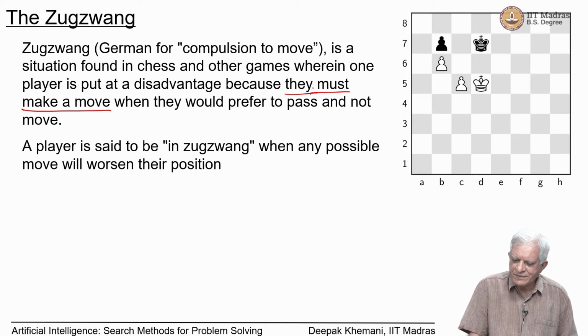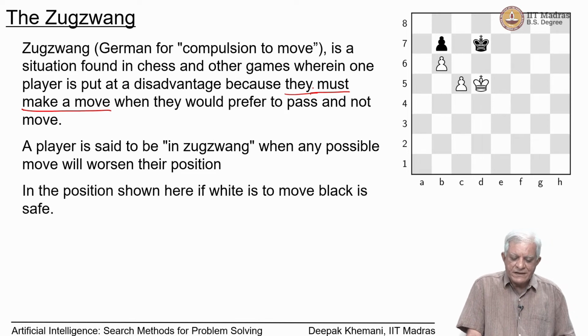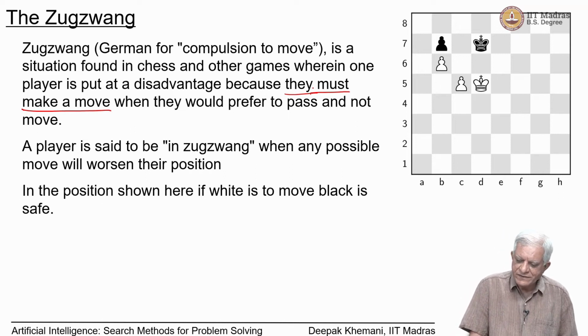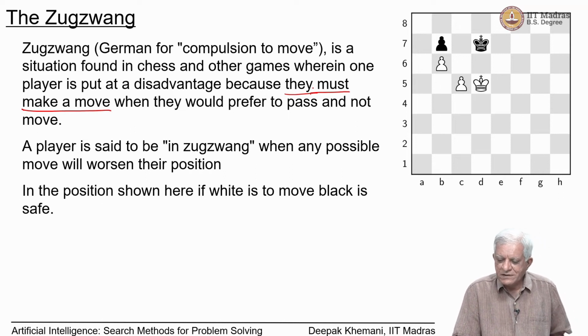So, this is a very simple position, two white pawns, one black pawn and one king each essentially. In the position shown here, if white is to move, then black is safe. What can white move? White can either move this pawn forward, or it can move the king to either this position or this position or this position or this position.